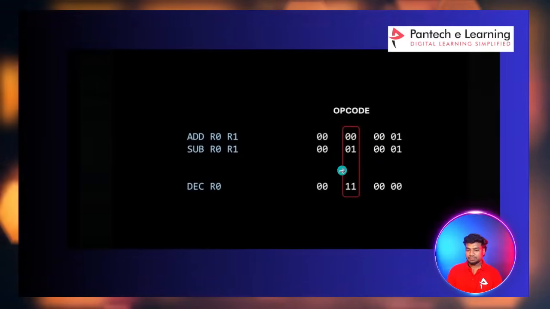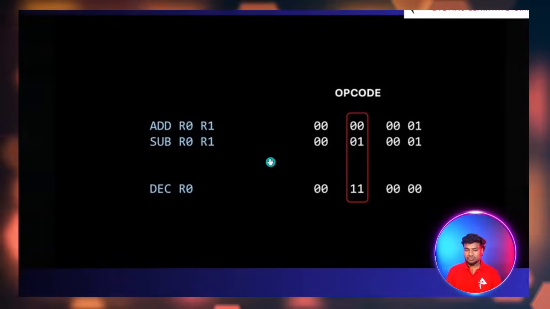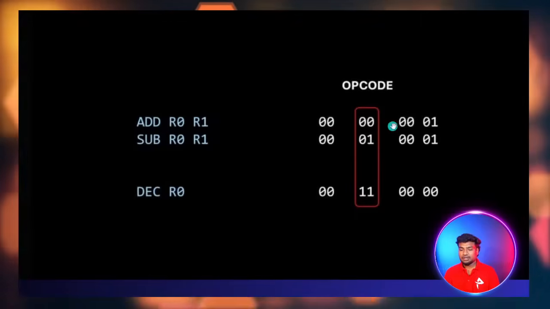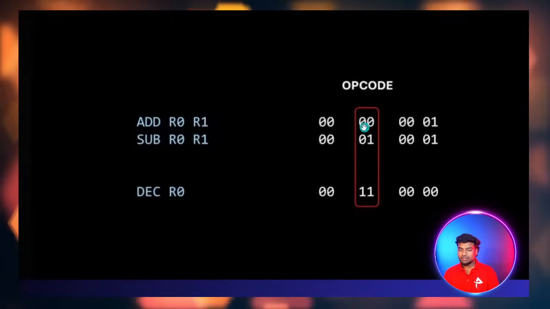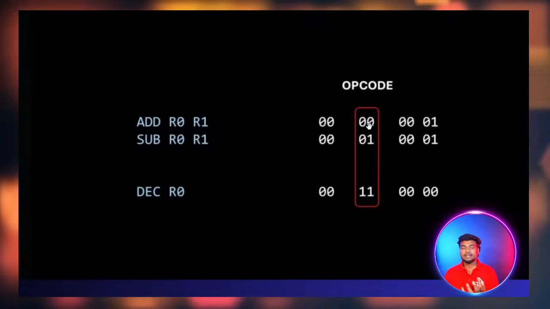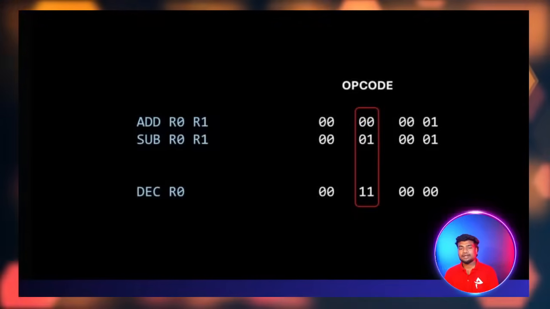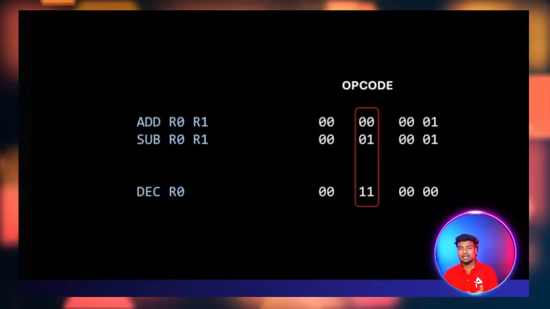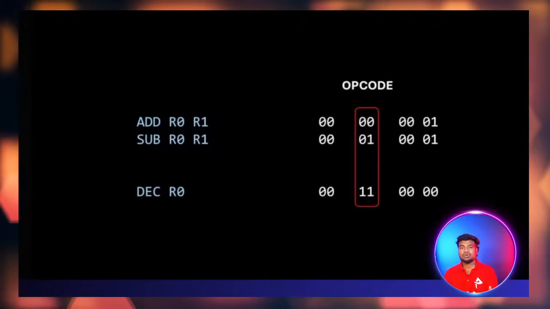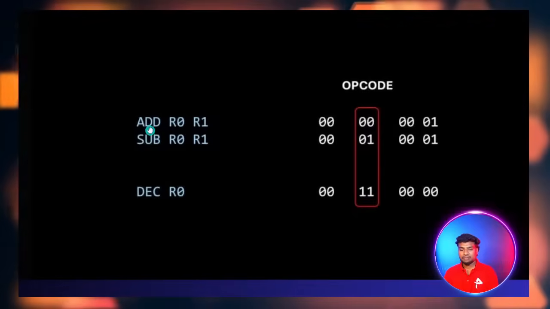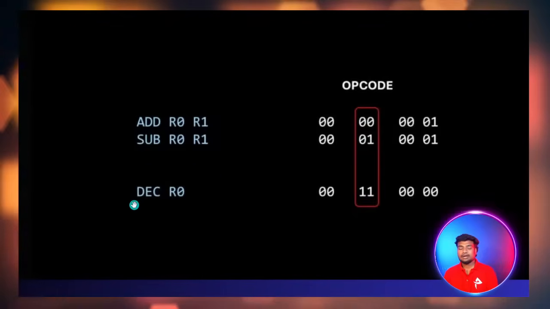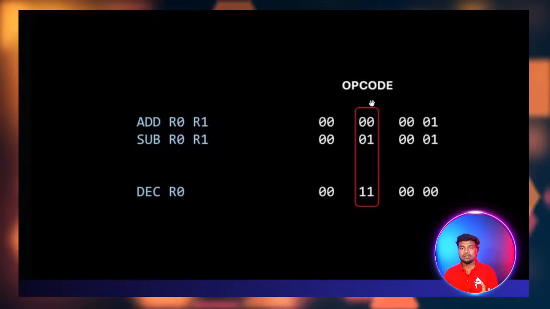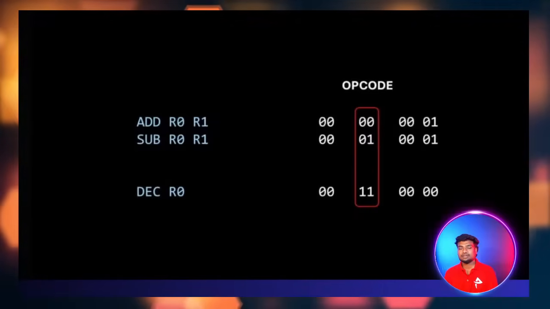This 0 0 refers to the arithmetic operation. This 0 0 0 1, the 0 0 refers to the opcode. Opcode is nothing but what you are doing: addition, subtraction, XOR, XNOT, or any other operation. Each and every operation has some binary code, like 0 0, 0 1, 1 0. For example, addition means 0 0, subtraction means 0 1, decrement means 1 1. These are the opcode operations. This is how computer architecture is designed.